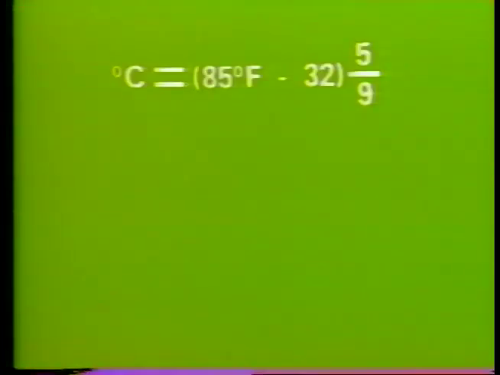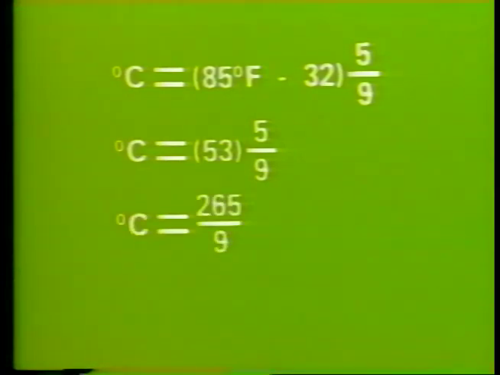In this example, degrees centigrade are equal to degrees Fahrenheit, 85, minus 32 times 5/9. 85 minus 32 equals 53. We multiply 53 by 5/9 and we get 265 over 9. Doing the division, we find that degrees centigrade are equal to 29.4. So, 85 degrees Fahrenheit is equivalent to 29.4 degrees centigrade.